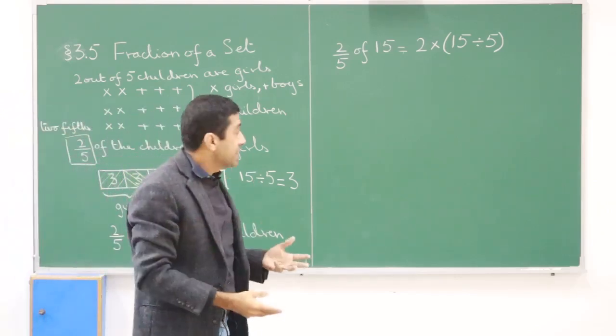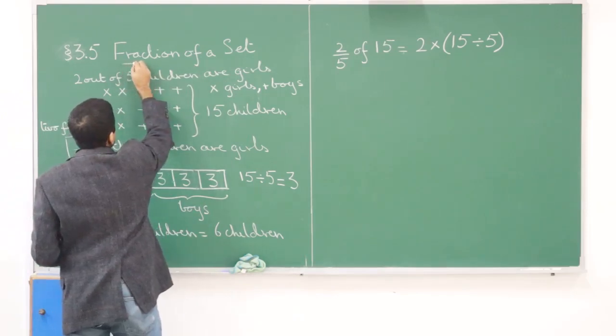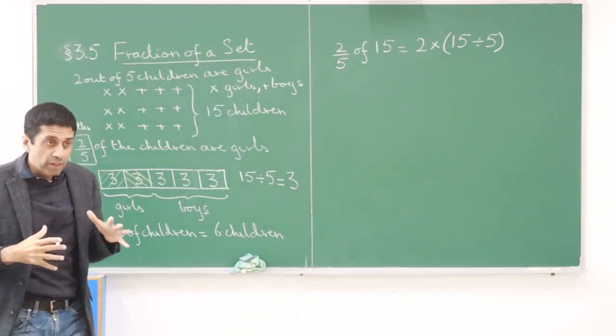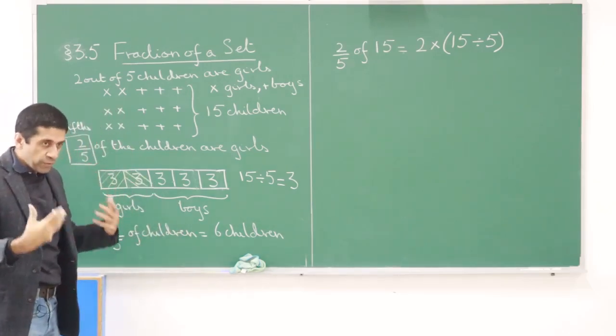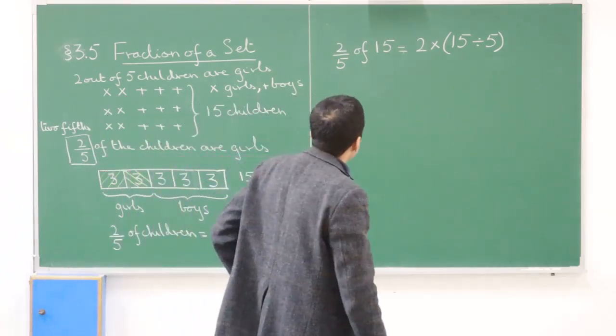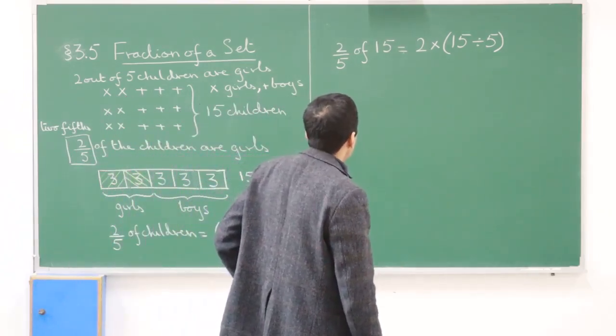We're trying to understand the meaning of: what does a fraction of a set mean? In this case, it was a set of 15 children. It was a set of 15 children that we were dealing with. So this is 2 times 15 divided by 5.